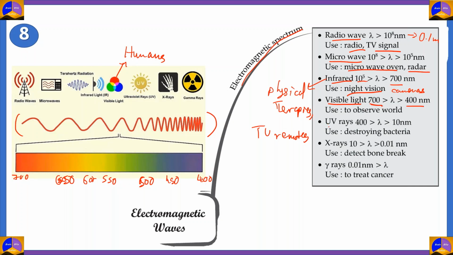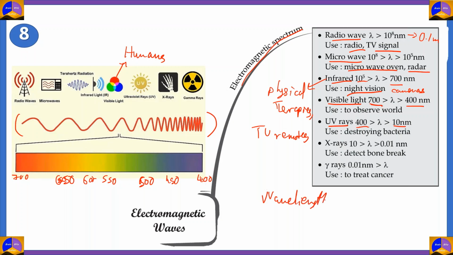And from visible light, we move on to radiation with stronger side effects such as UV rays. So UV rays have low wavelengths ranging from 400 to 10 nanometers. So these have low wavelengths, but because they have low wavelengths, they have higher energy.